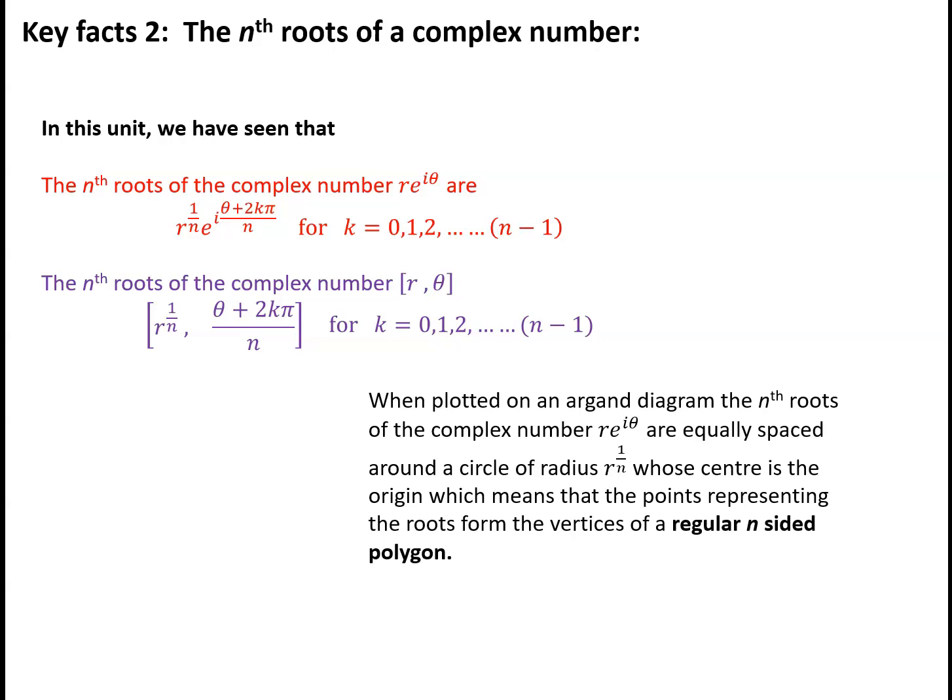And when we plotted on an Argand diagram the nth roots of the complex number r e to the i theta, they are equally spaced around a circle of radius r to the 1 over n, and the centre of the circle is the origin, which means that the points representing the roots are going to form the vertices of a regular n-sided polygon.